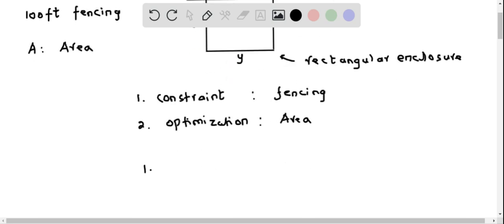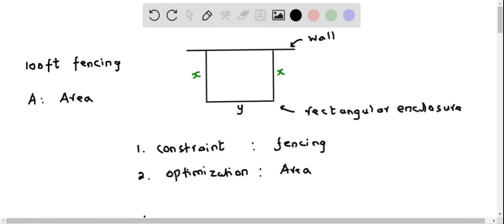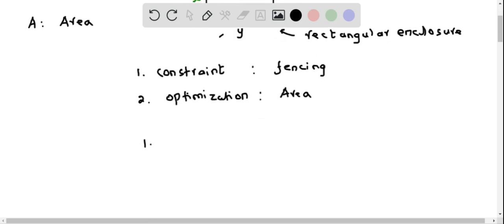We are told that it requires 100 feet of fencing to construct this rectangular enclosure. The fencing is basically the perimeter of the rectangular enclosure. So if you go around this rectangular enclosure, not including the wall, we see that this one is x, this one is y, and this one is x. So we have to add all these to get the fencing equation. So therefore, we write fencing of the rectangular enclosure equals x plus y plus x.